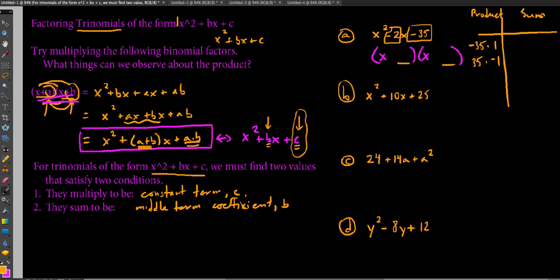but also a positive 35 times a negative 1. And then other combinations that produce a negative 35 would be like a negative 7 and a positive 5, or a positive 7 and a negative 5. Basically, you want to exhaust all possibilities. Now, this is a long way of doing this. A lot of times we just do this in our heads.